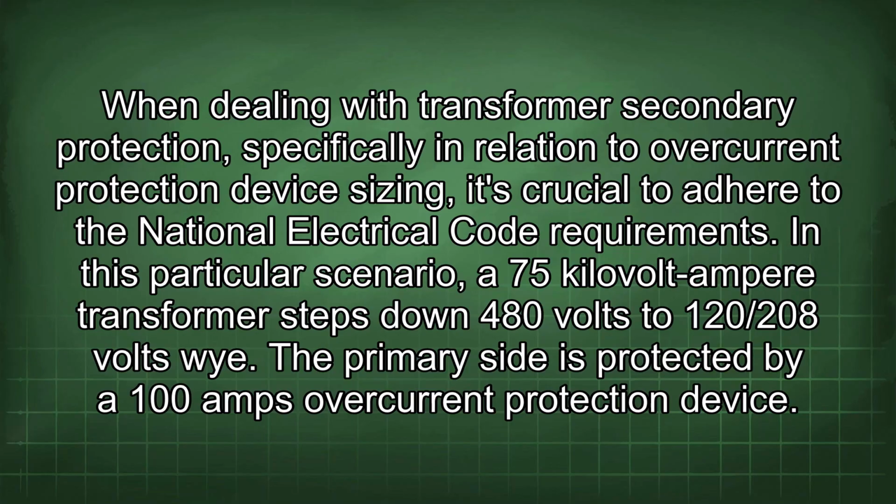When dealing with transformer secondary protection, specifically in relation to overcurrent protection device sizing, it's crucial to adhere to the National Electrical Code requirements. In this particular scenario, a 75 kVA transformer steps down 480 volts to 120/208 volts Y. The primary side is protected by a 100 amps overcurrent protection device.